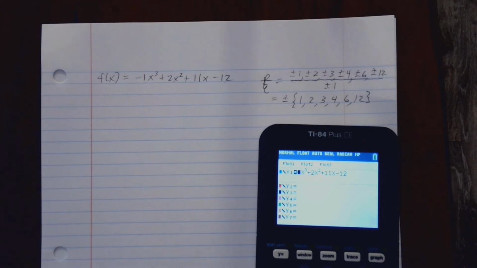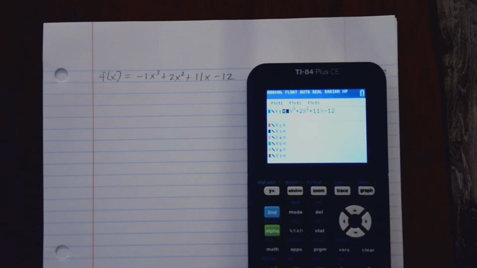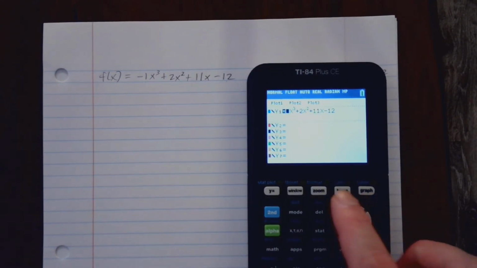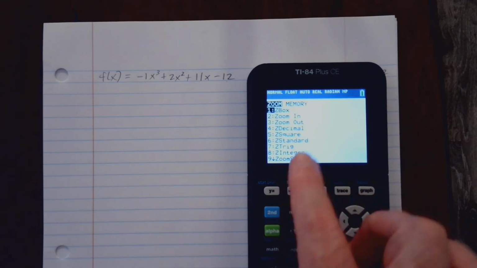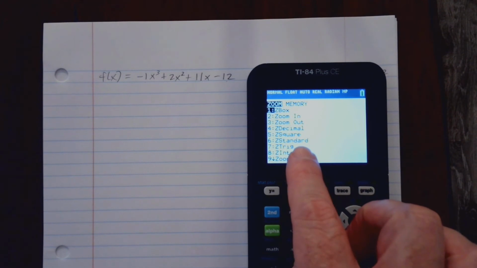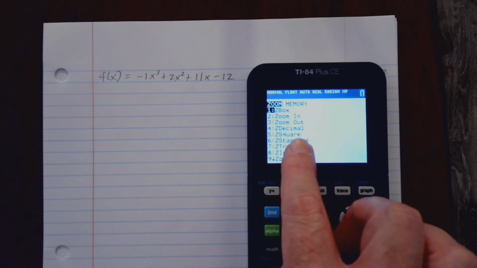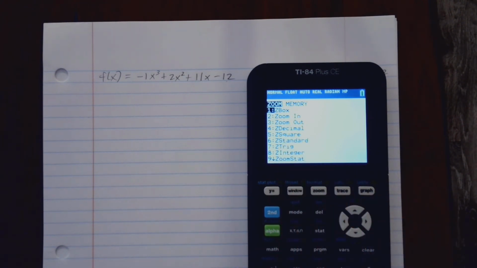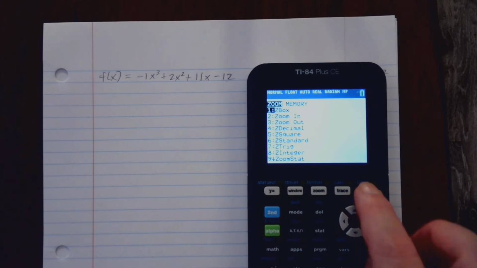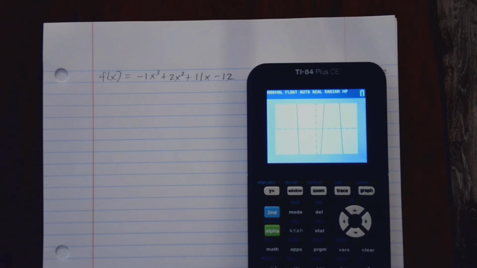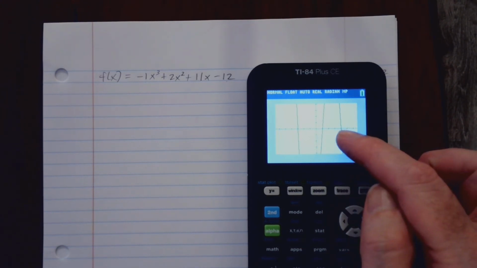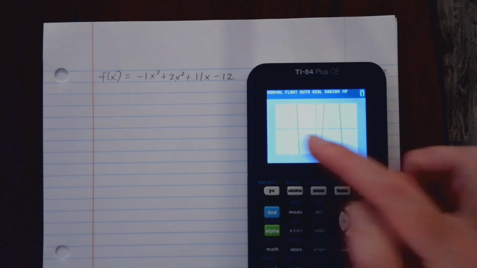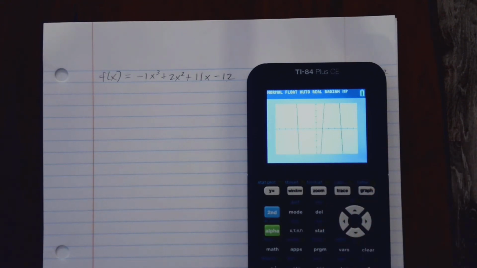So I put in the function, and then if you hit zoom, you can do zoom decimal or maybe zoom standard, those are nice screens. I usually use zoom decimal. If you get the graph in the picture, it's probably the nicest screen. And so it looks like this. And you can see that it looks like you have a 0 at 1, 3, and -3. So in fact, it looks like we have all of them here.